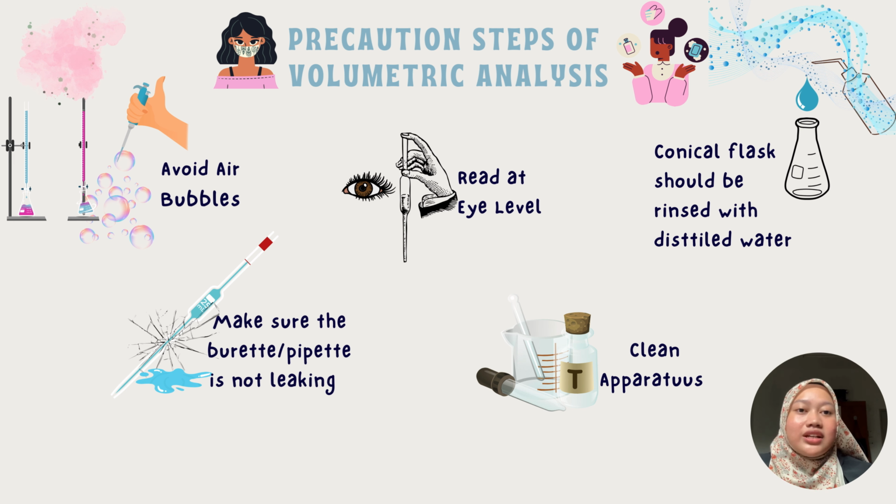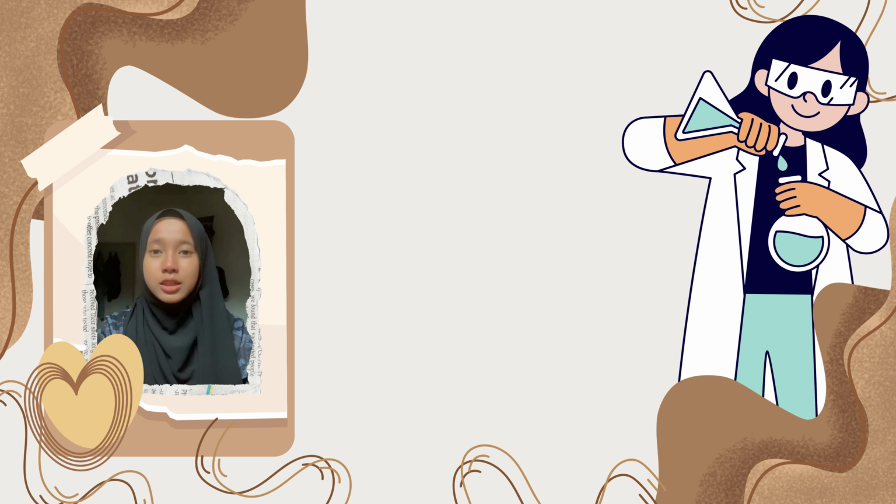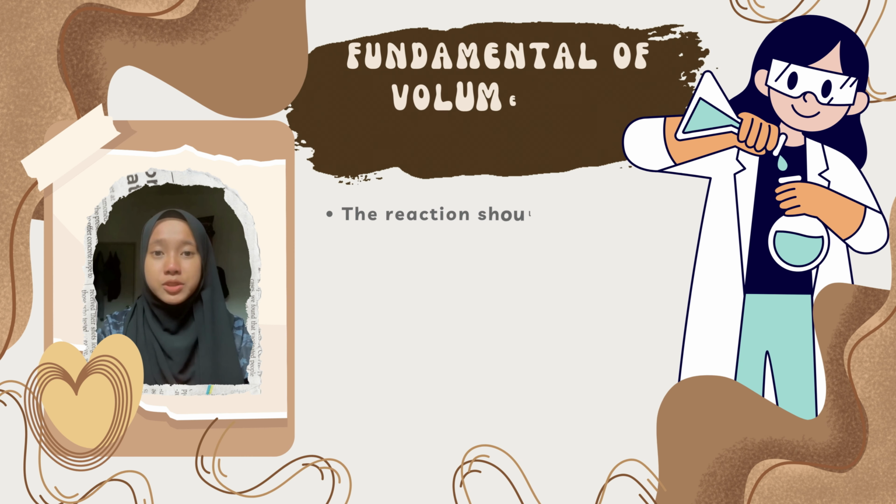The third one is that the conical flask should be rinsed with distilled water. This is because any dilution of the solution in the conical flask will not affect the number of moles of the substance. The fourth one is to make sure the burette or pipette is not leaking. Last but not least is clean apparatus. Ensure that all glassware used in the titration is clean and free from any contamination that could affect the accuracy of the result.